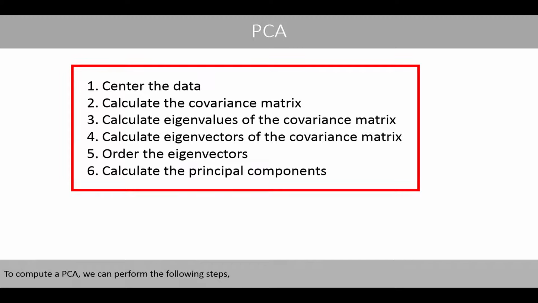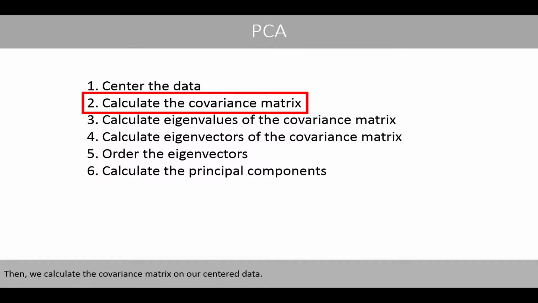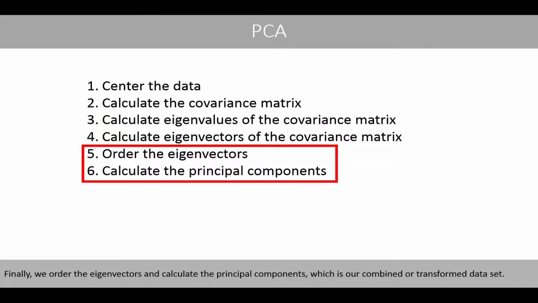To compute a PCA, we can perform the following steps, where we first center our data. Then we calculate the covariance matrix on our centered data. Next, we compute the eigenvalues and eigenvectors of the covariance matrix. Finally, we order the eigenvectors and calculate the principal components, which is our combined or transformed dataset.